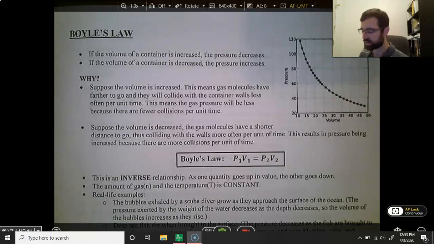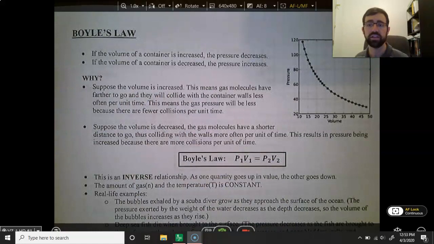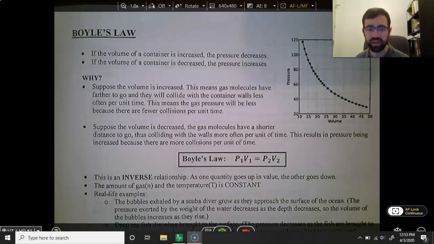The opposite of that is also true. That's what it's saying here. If you increase the volume, there's a farther distance for the particles to travel. They won't hit the walls as often, and because of that, the pressure will go down.